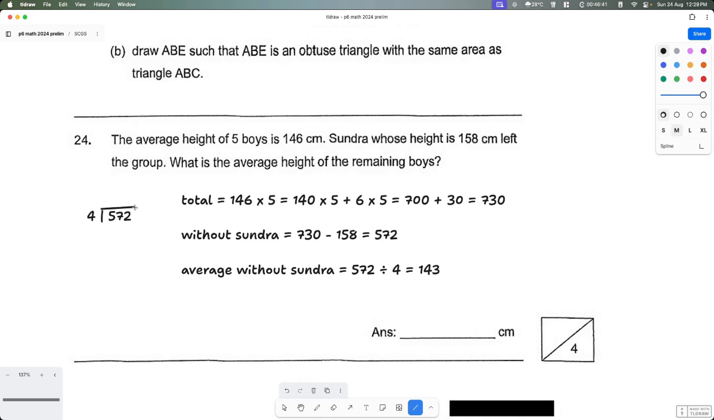Let's double confirm this. So you have 4 minus 4 over here, which is 1. And then after that, this will give us 17. 17 minus 16, right? So then this will give us 4. And then lastly, this will give us 12 minus 12. Okay, so this will give us 3. So the answer is 143 centimeters. Right, let's move on to the next question.